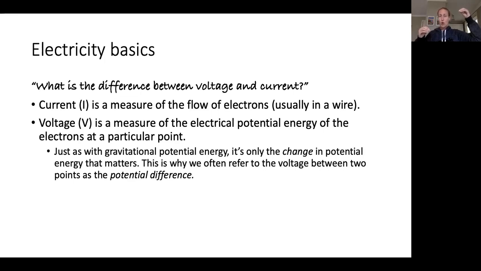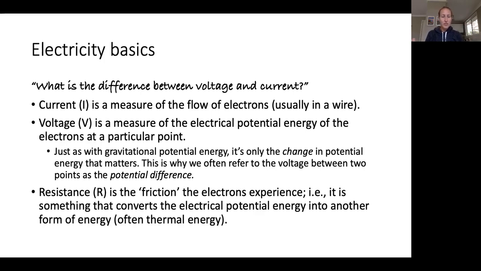In the same way that when we're dealing with gravitational potential energy, if there is a potential difference, it means that the electron has lost some potential energy, and that potential energy has been converted into something else. And that something else is basically what the electricity is used for. So it's the conversion of the potential energy of electrons into whatever we want to use the electricity for. That's basically why we have electricity.